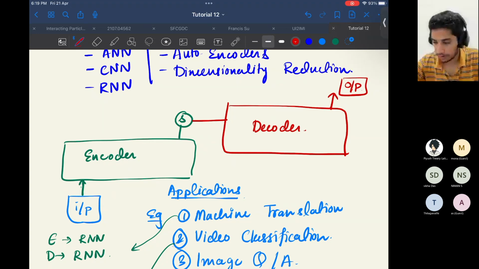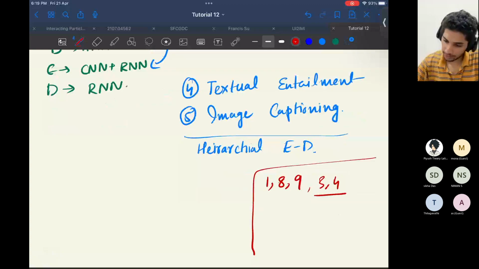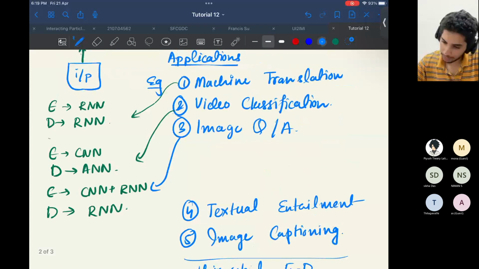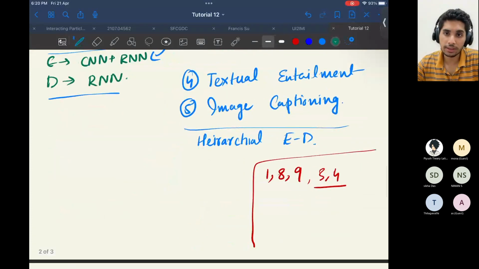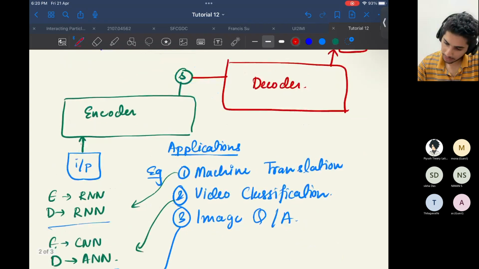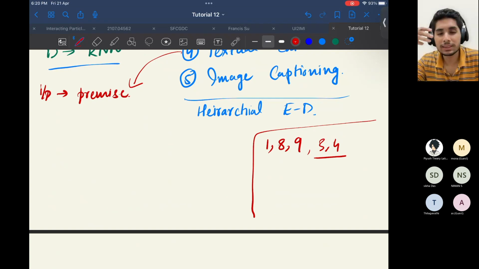Okay, so these are the questions. Let me start. I will take a few more examples and explain these things. For textual entailment, I hope you know what textual entailment is. The idea in textual entailment is that you are given a premise. Textual entailment in some sense is like reasoning.